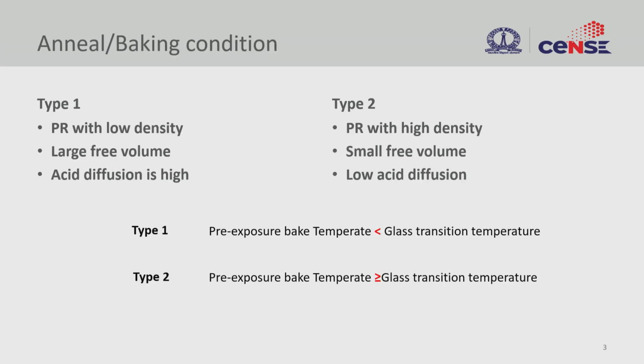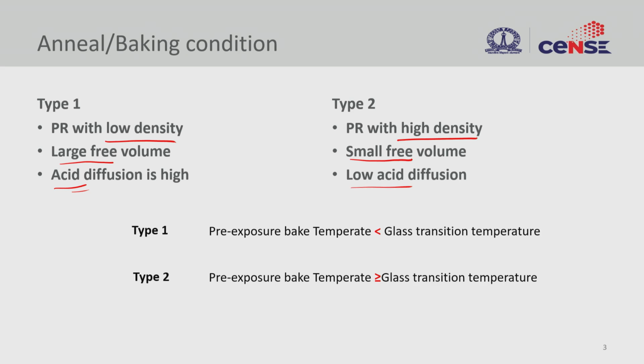Annealing, first thing is about the temperature. What is the condition one should use? There are two types of photoresist: one is a low density photoresist, the other is a high density photoresist. In a low density photoresist, we have large free volumes, which means the material is loose. With a high density material, it's compact, with very small free volume. So when you have large free volume, your acid can diffuse quite easily. But in a high density material, the diffusion of acids is pretty low.